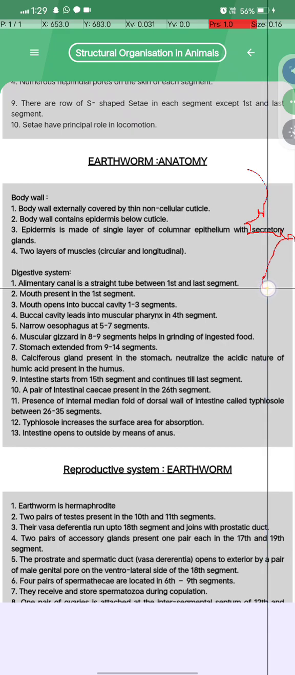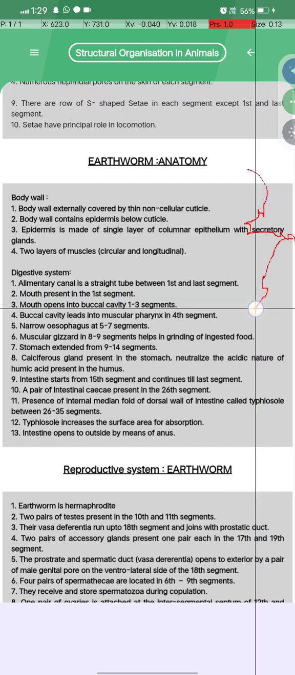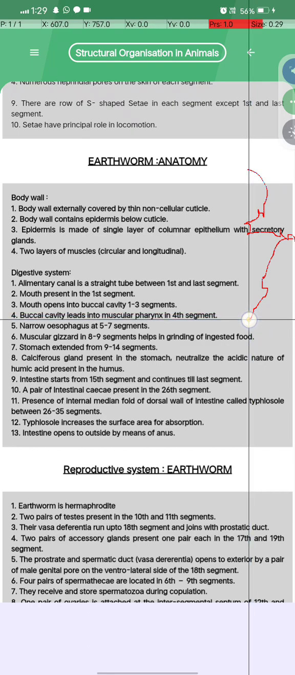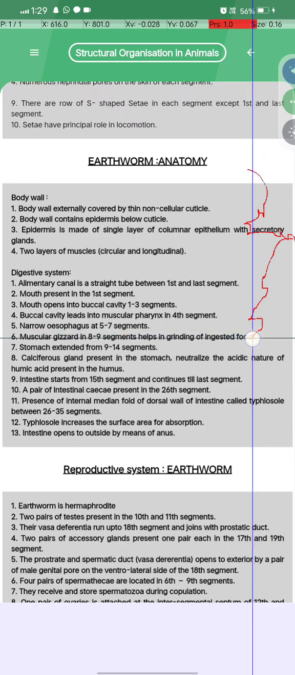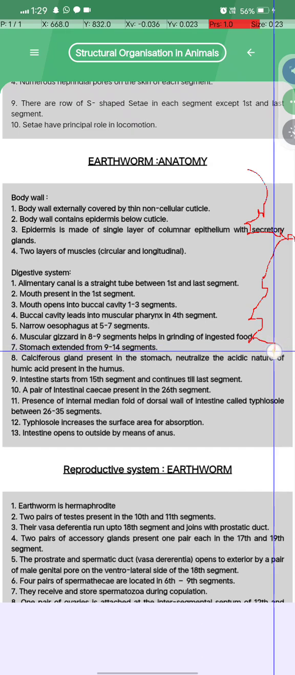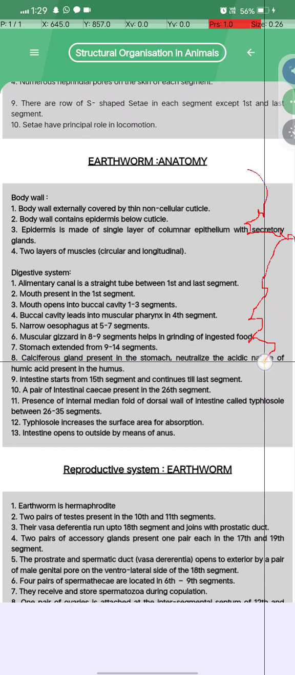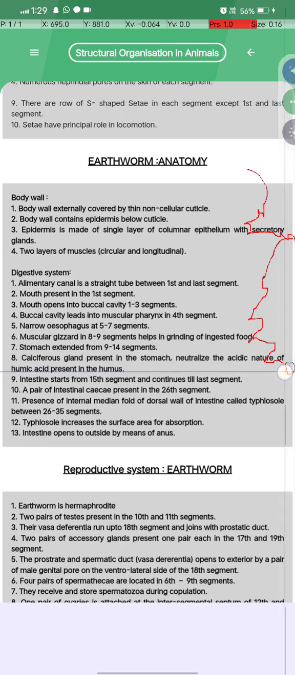The alimentary canal is a straight tube between the first and the last segment. The mouth is present in the first segment and opens into the buccal cavity in the first to third segments. The buccal cavity leads to the muscular pharynx, and in the fourth segment a narrow esophagus in the 5th to 7th segments, and the muscular gizzard in the 8th to 9th segments helps in grinding and digesting food. The stomach extends into the 9th to 14th segments, and calciferous glands present in the stomach neutralize the acidic nature of humic acid present in the humus.